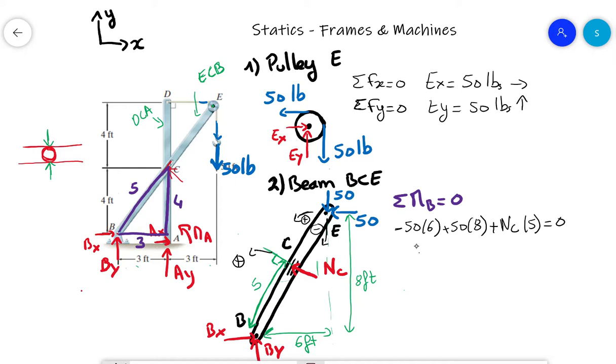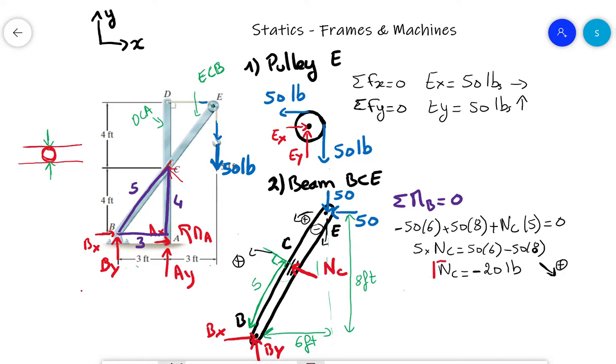Okay, so we have 5 times NC, that is equal to, I need to switch the sign, 50 times 6 minus 50 times 8. And we found that NC, so this is 50 times 2 minus 50 times 2, 100 divided by 5. It's minus 20 pounds. Okay, so it means that our force is not going up, it should be going down to be plus in this direction.